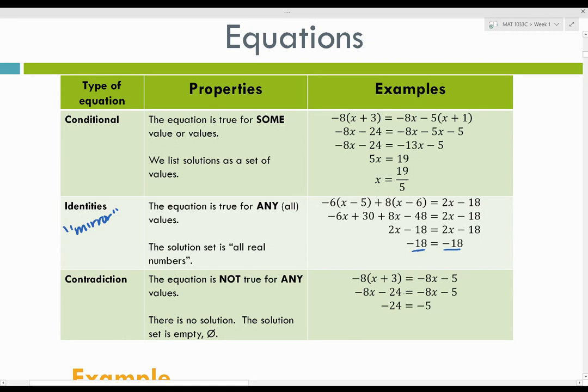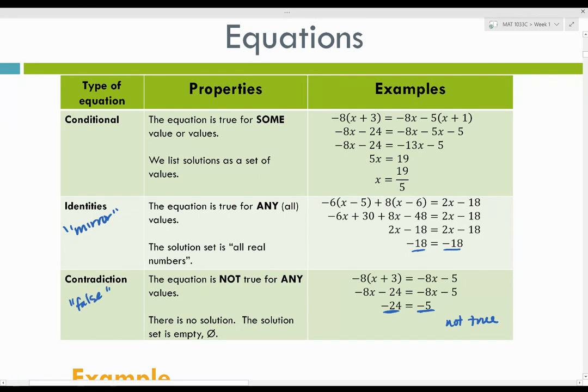In this example problem, you'll see that on one side of the equation when we solved it, we got negative 24, and on the other side, we got negative 5. Negative 24 does not equal negative 5. That's not true. So it tells me that this particular equation has no solution, or you can say that the solution set is empty. Another way to think about a contradiction is that you get an equation that's false.